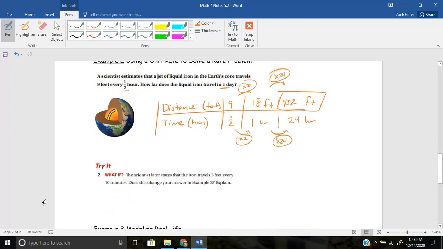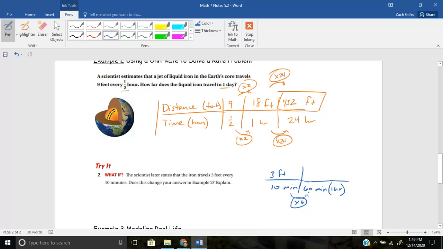Go ahead and pause here for the try it number 2. All right, it says the scientist later states that the iron travels 3 feet for every 10 minutes. Does this change your answer? And explain. All right. Well, let's compare a unit rate. So let's try to get my minutes to 1 hour and we can compare. So I know that if I were to multiply this by 6, that would give me 60 minutes, which is the same as 1 hour.